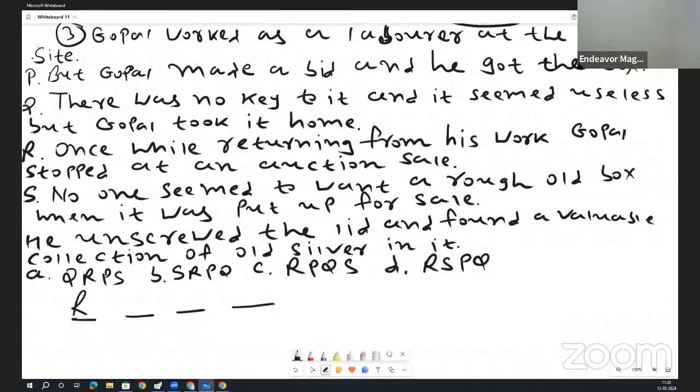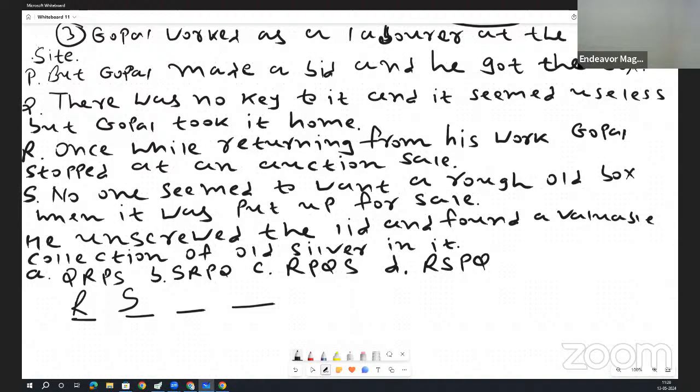Once while returning from his work, Gopal stopped at an auction sale. S: No one seemed to want a rough old box when it was put up for sale. So R should be the next sentence. Then what could be the sentence after R? Gopal stopped at an auction sale. No one seemed to want a rough old box when it was put up for sale. So S should be the next sentence after R. Then what could be the next sentence?